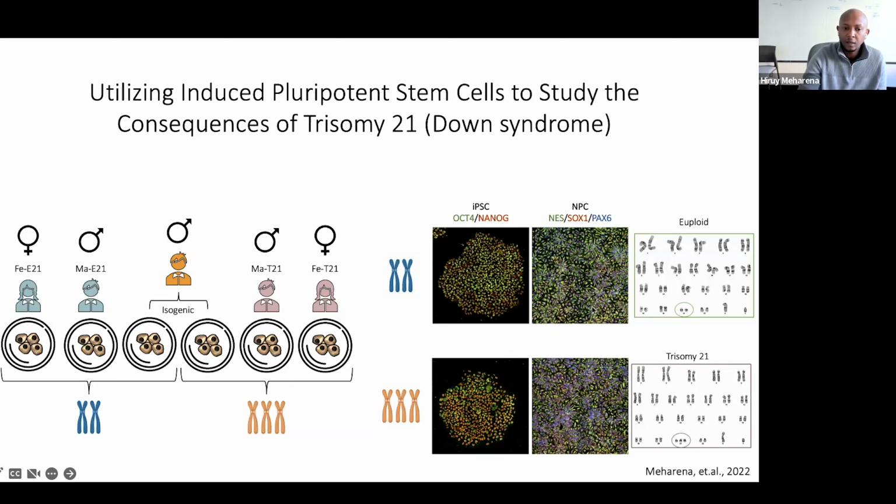These are hallmark markers for neuroprogenitor cells, as well as OCT4 and NANOG for induced pluripotent stem cells. And the top panel represents euploid cells. This is genotyping, or karyotyping, where we observe that there are only two chromosome 21s, and the bottom panels represent the trisomy 21 derived samples, where there are three chromosome 21s, as you can see here.